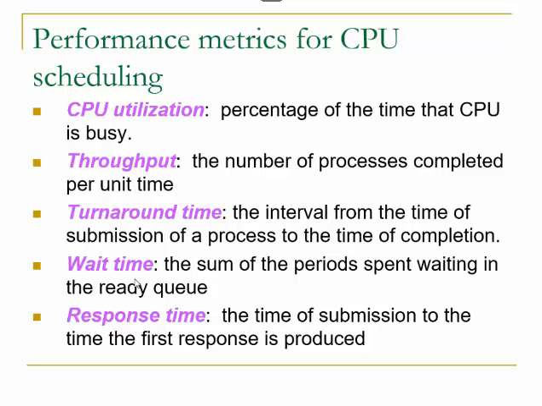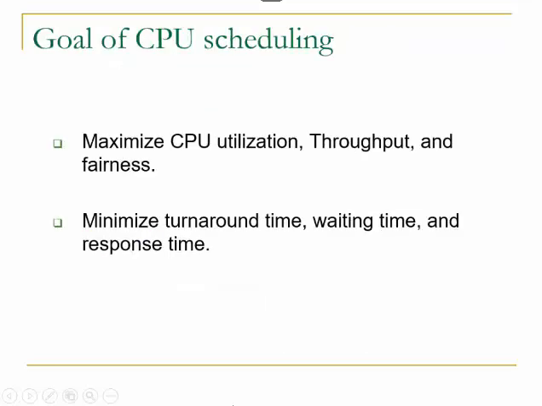Fifth is response time. The time from submission to the time the first response is produced is called response time, because in an interactive system turnaround time may not be the best criterion. Often a process can produce some output fairly early and can continue computing new results while previous results are being output to the user. Thus, another measure is the time from the submission of a request until the first response is produced. It is called response time.